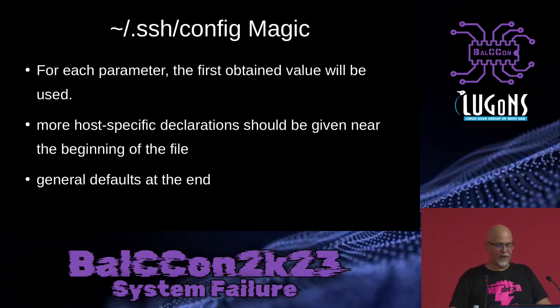For each parameter, the first obtained value will be used. More specific host declarations should be given near the beginning of the file, so you want to be as specific as possible at the beginning of the file, and the more general you get, the lower in the file you will be, because otherwise it will not match. So put some general defaults at the end, not at the beginning. That's one thing to keep in mind.